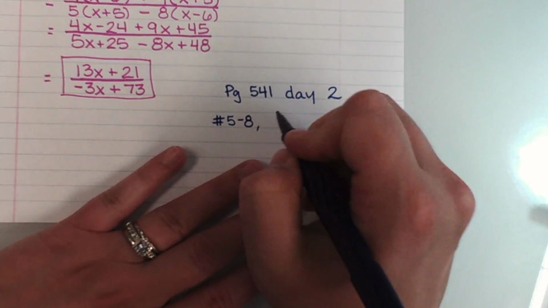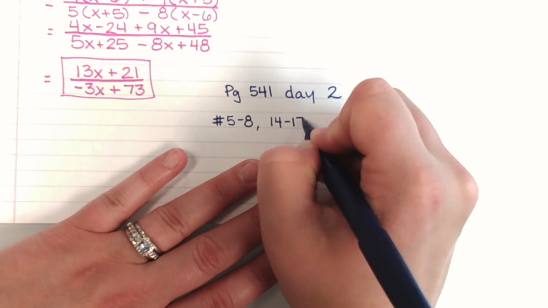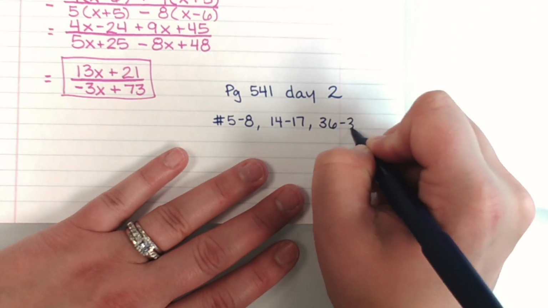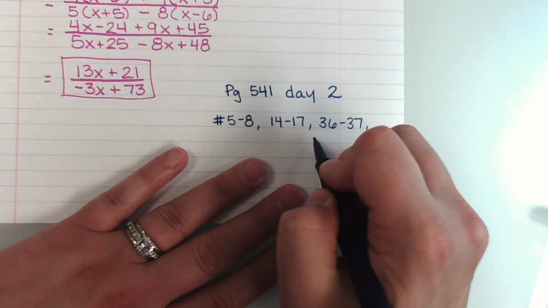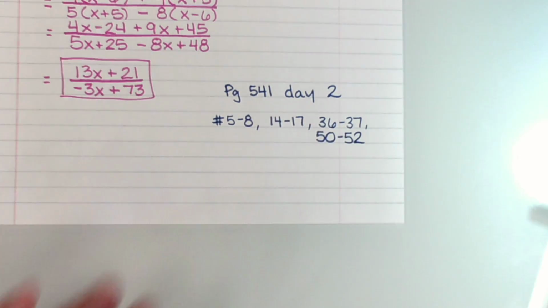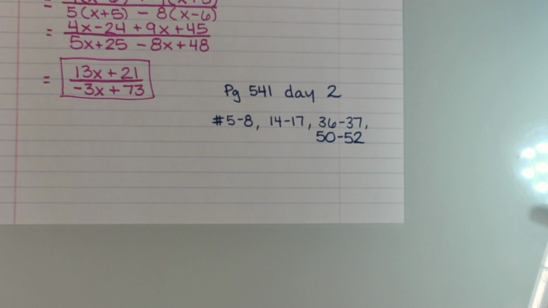Okay, questions 5 through 8, 14 through 17, 36 through 37, and 50 through 52. Not all of these are complex fraction problems. Some of them are just straight adding and subtracting problems.